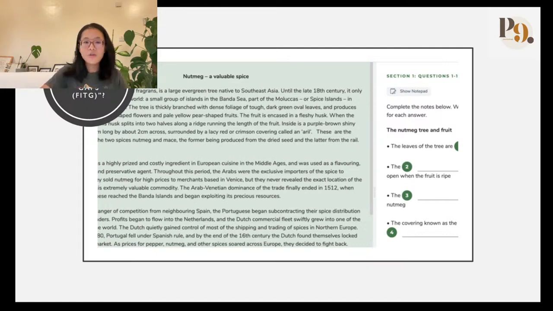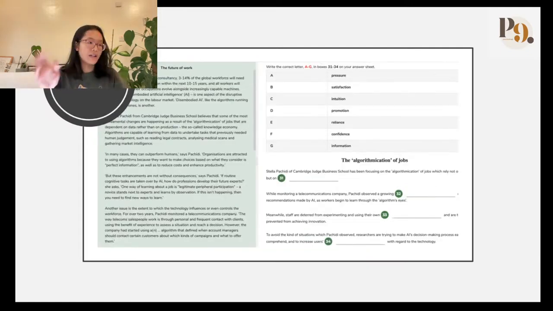Right, so I'm going to show you the next one, which I actually already showed you, but this is the one. This is an advanced type of fill in the gaps, and it normally only shows up in IELTS academic.